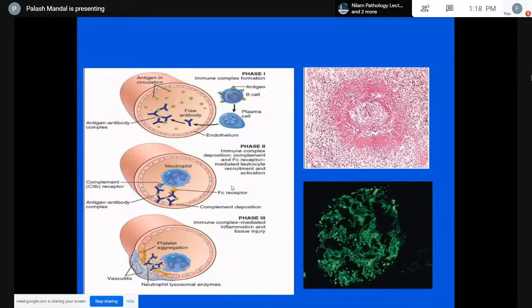Okay, so always practice the habit of drawing diagrams. This is a hand drawn diagram. Okay, the representation is good, but you have to practice drawing these diagrams yourselves. So this diagram also can be drawn, no harm. This is a little difficult to draw because it is an immunofluorescence image, but at least you can draw this diagram. Better to draw at least this phase wise diagram.